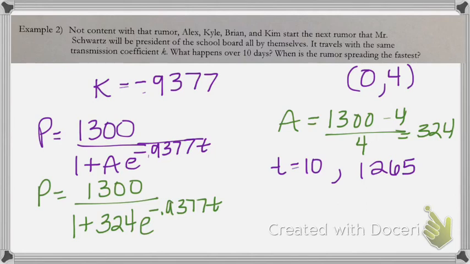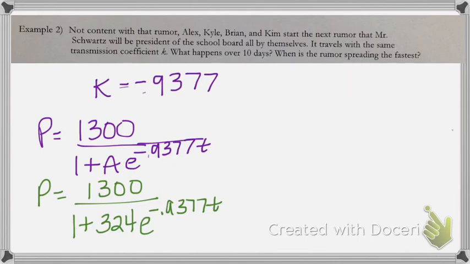And then to find out when it's spreading the fastest, you're going to set this equation equal to 650 again, because when half of the people know the rumor is when it spreads the fastest. If you solve that, I'm just going to tell you, you get 6.164 days. And that makes sense that it should be less days because it starts off with less people knowing the rumor.